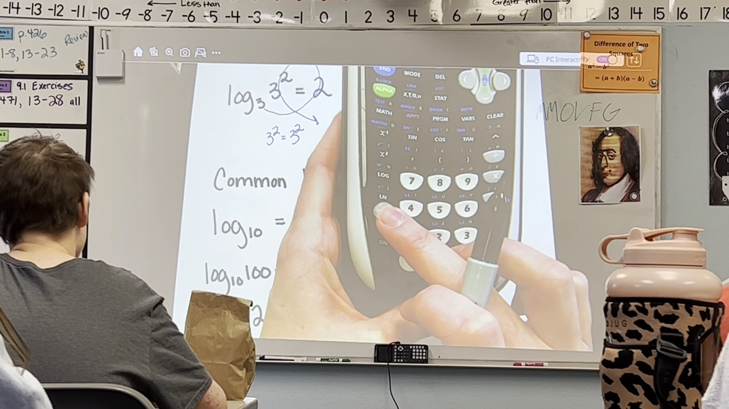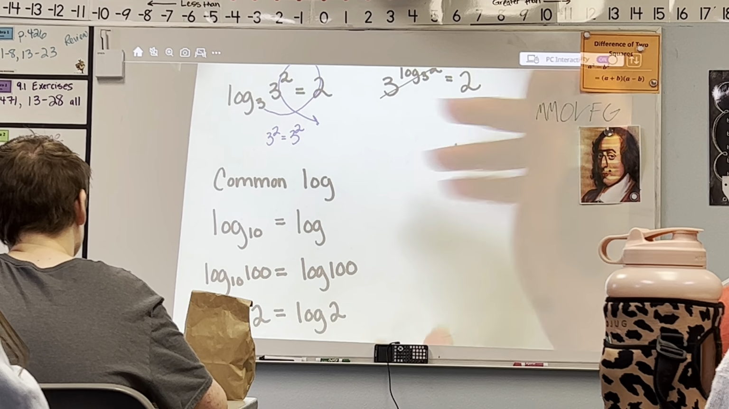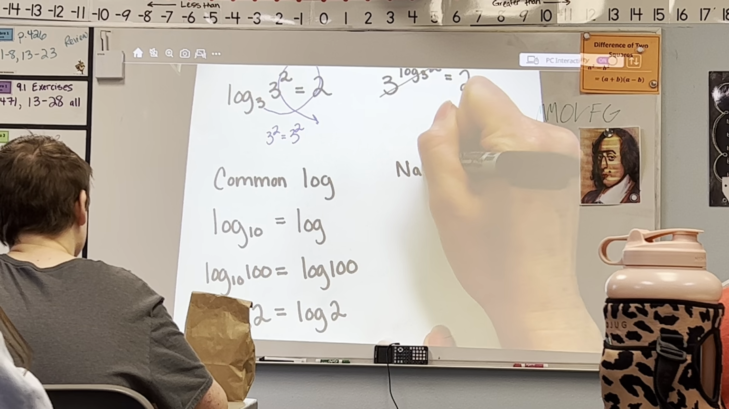This other one underneath it, this ln, is the other one. This is called natural log.